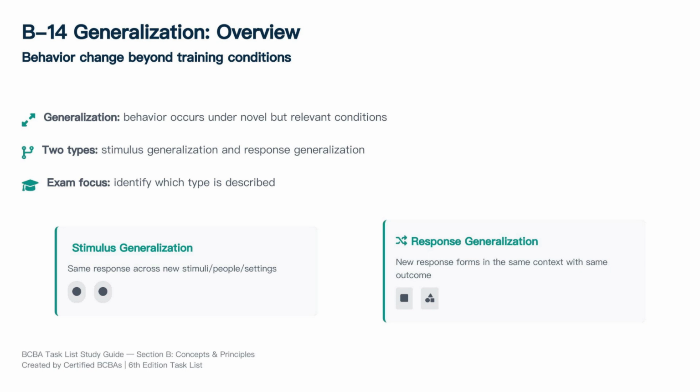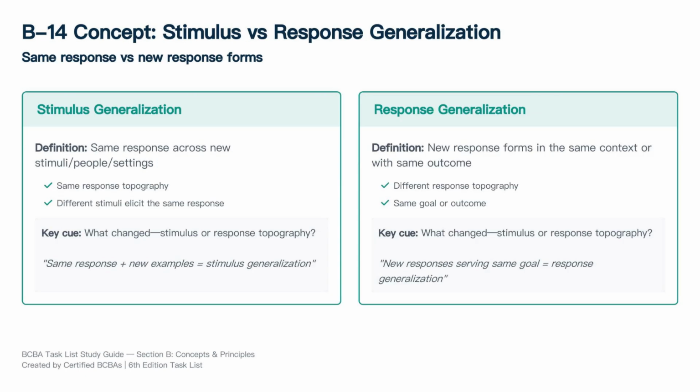So as you read, track what changed. Did the stimuli change, new people/settings/materials, while the response stayed the same, or did the response forms change while the context and outcome stayed similar? Here's the quickest distinction. Stimulus generalization is the same response across new stimuli/people/settings, meaning the response topography stays stable, but the stimuli vary.